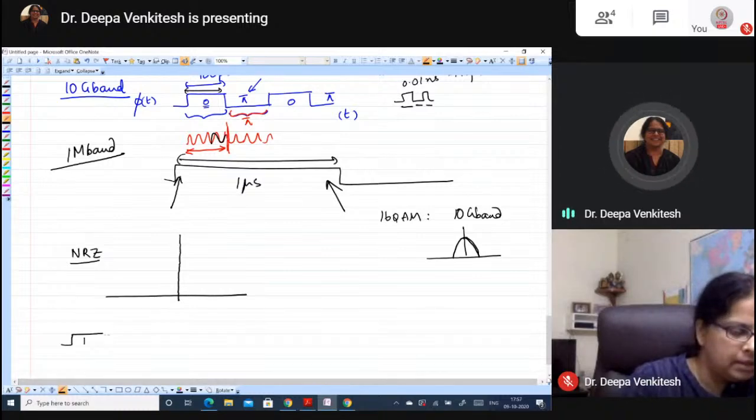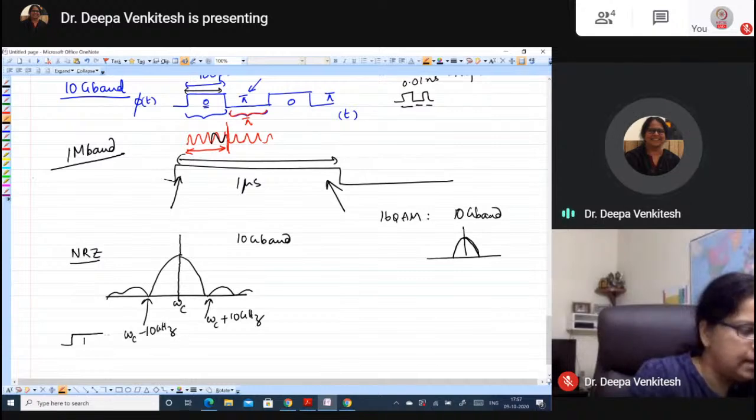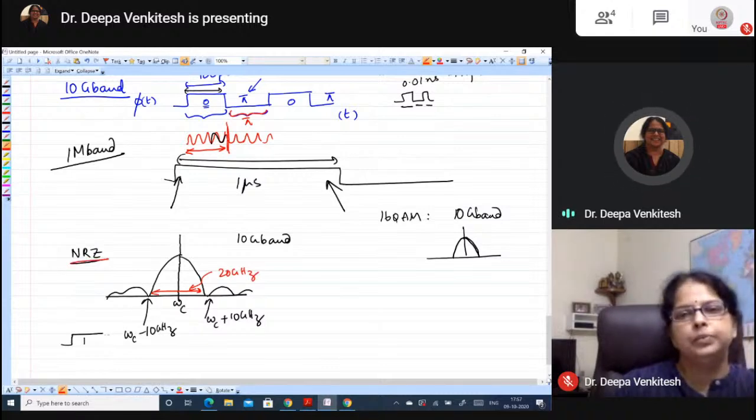So this is the carrier frequency, and if it is non-return to 0 and this is 10 gigabaud, it means that this is how the spectrum is going to look like. This is omega C. This is omega C plus 10 gigahertz. The first null appears at omega C minus 10 gigahertz, which means that you are occupying 20 gigahertz if it is non-return to 0.